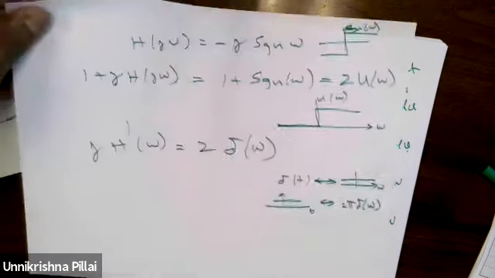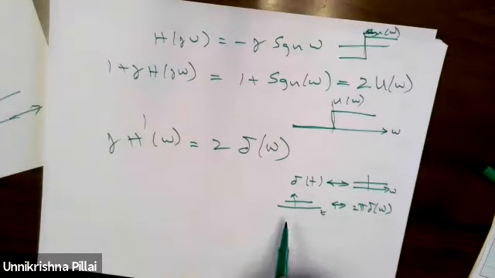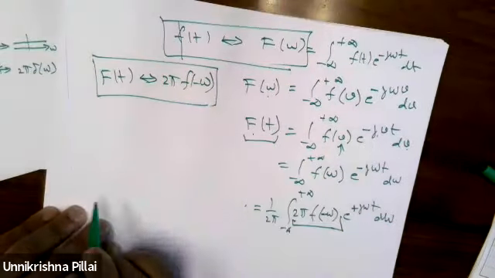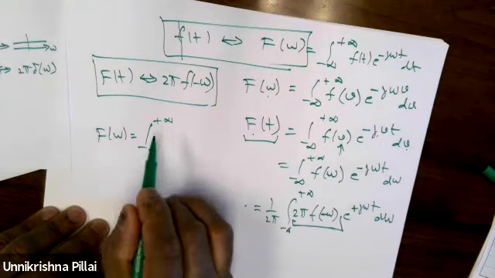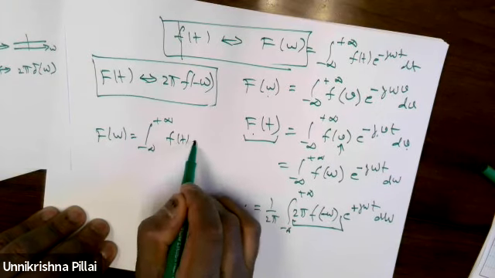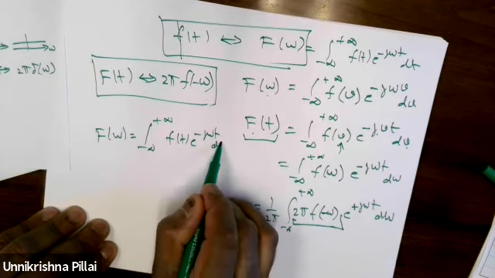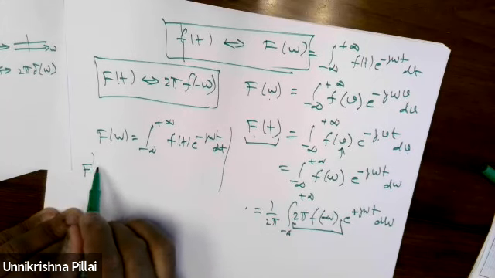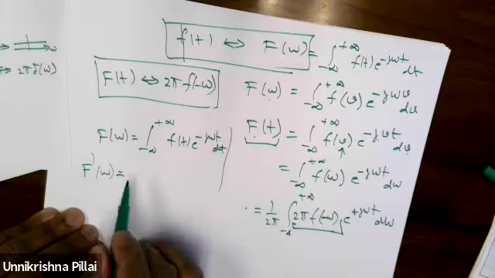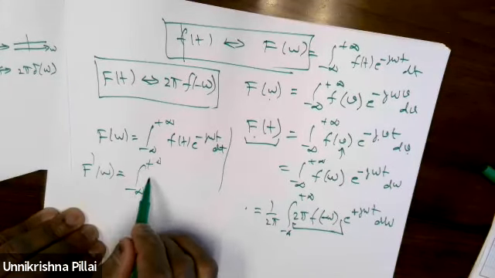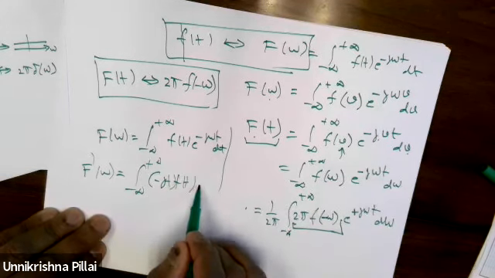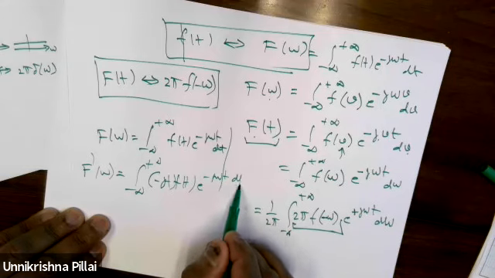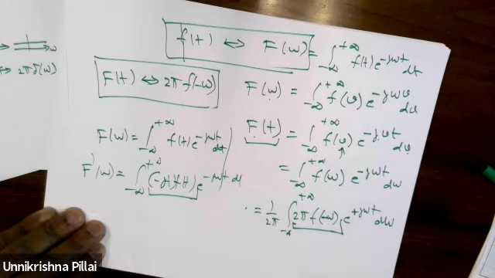So I used that here. Now what is the transform of H prime omega? Look here. We have F(omega) equal to the integral from minus infinity to plus infinity of f(t) e raised to minus j omega t dt. Take the derivative with respect to omega on both the sides. So you get the integral of minus j t f(t) e raised to minus j omega t dt. So this must be the transform of F prime omega.